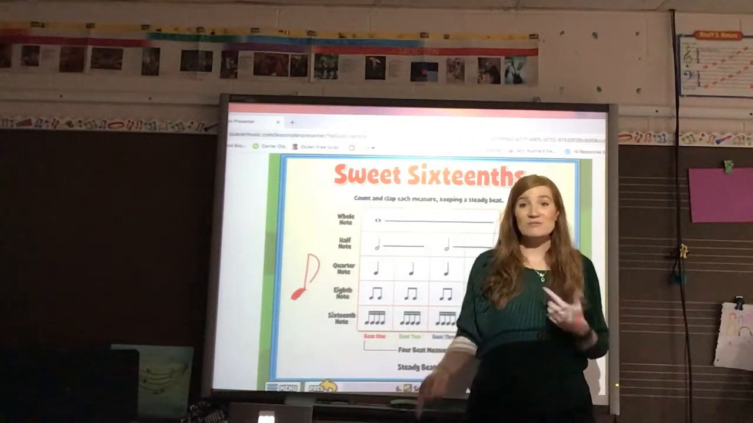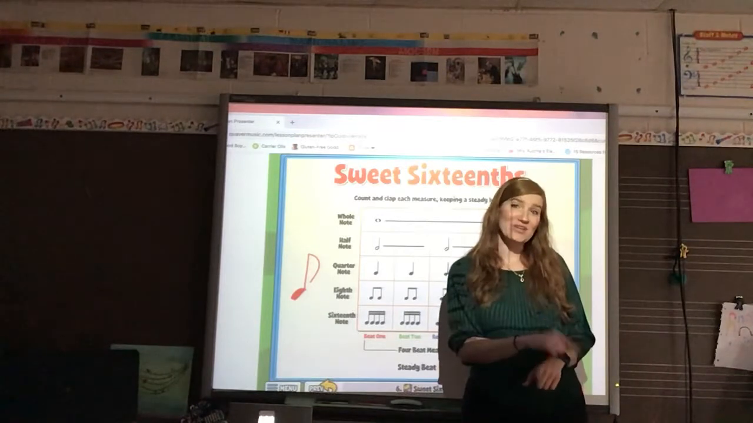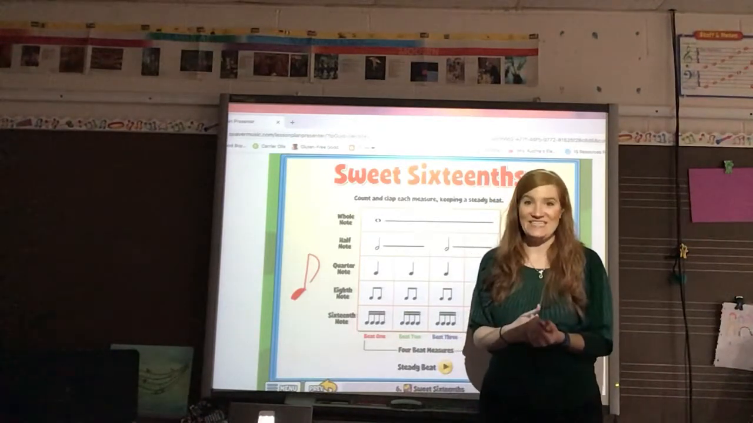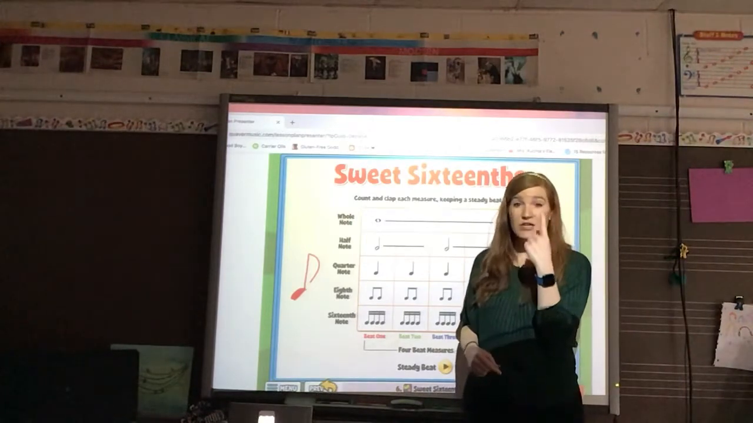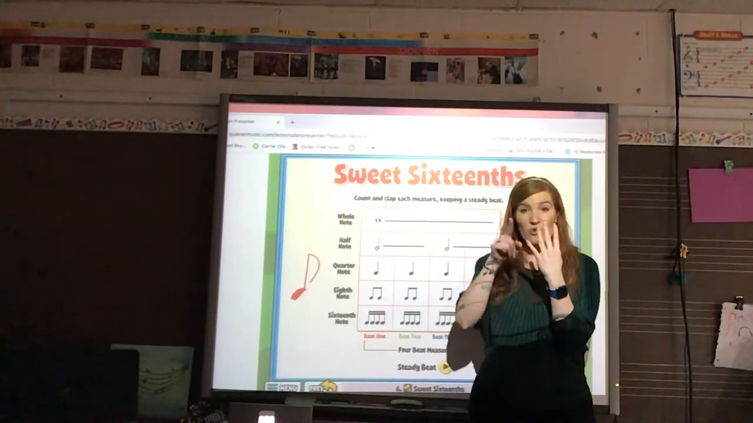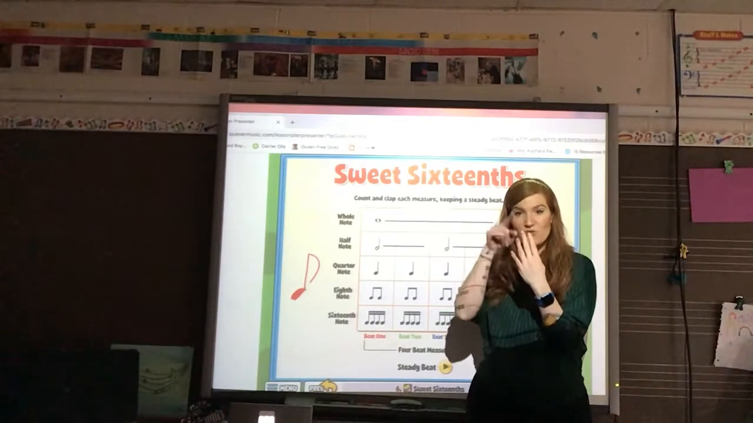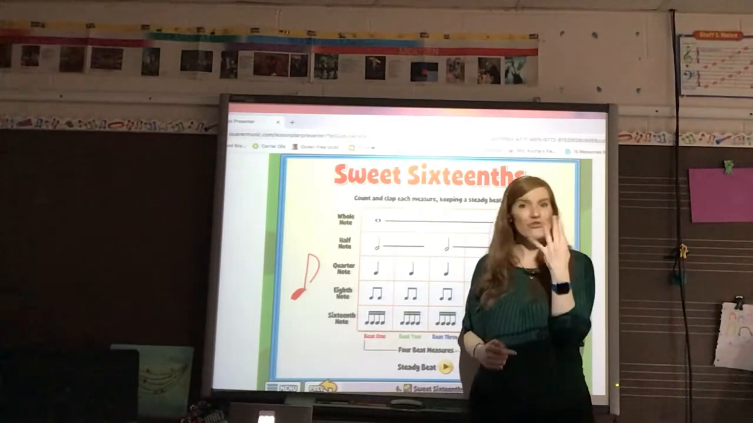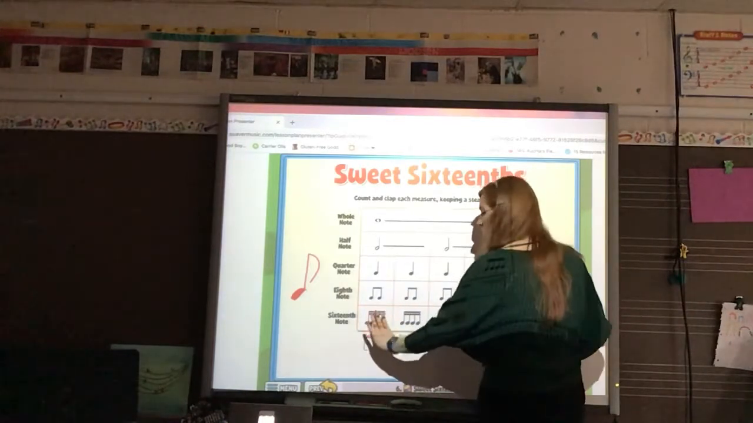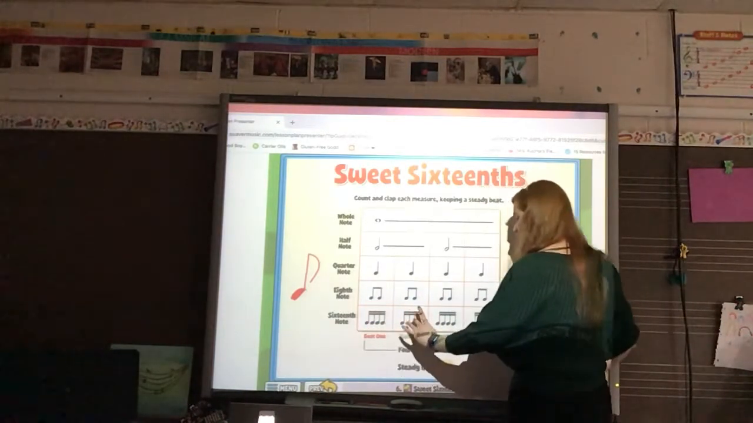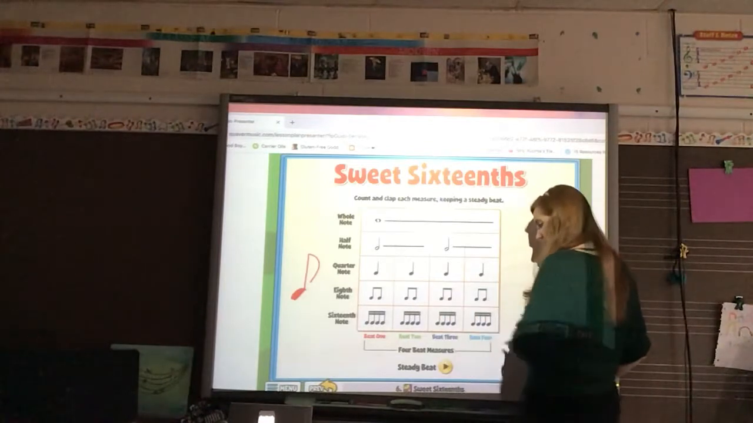Our 16th notes, if you want to go back to our Freddy story, are our tika tikas. So our tika tikas are 4 to a beat. They each get 1/4. 1/4 plus 1/4 plus another 1/4 plus another 1/4 equals 4/4, which equals 1. So these are tika tika, tika tika, tika tika, tika tika.